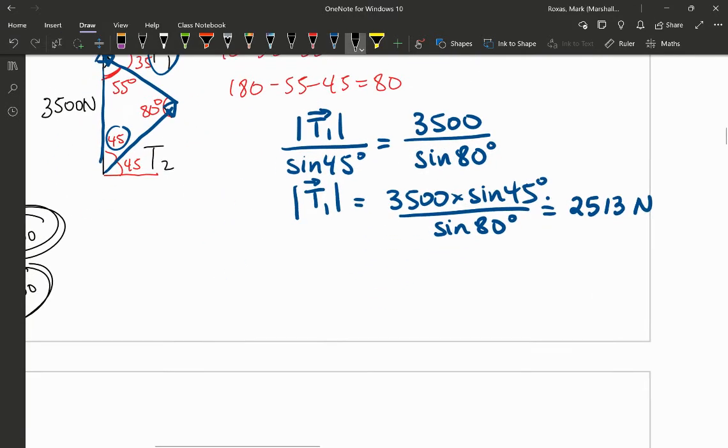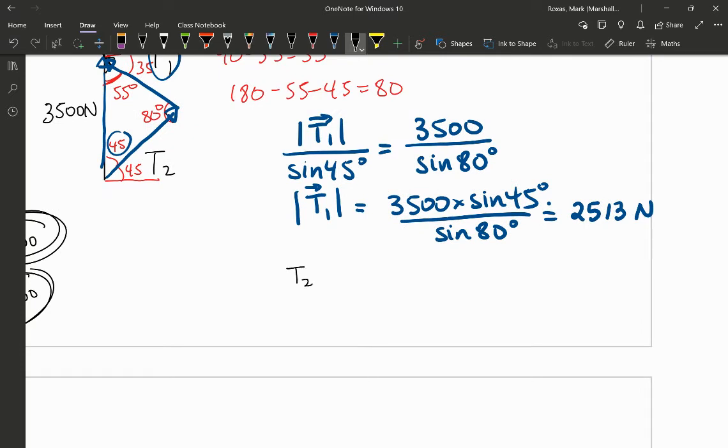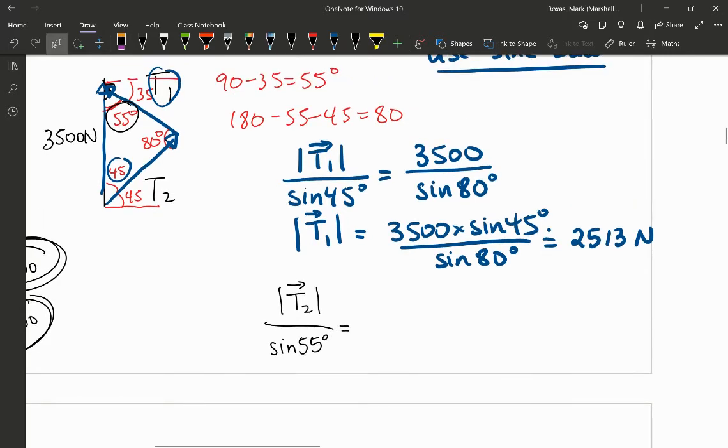Similarly, we can apply the sine law for T2. Let's say T2, that vector's magnitude, divided by its opposite angle, sine of 55, is going to equal, well, don't use 2,513. Use the one that we know for sure, because if you made a mistake with 2,513, you're going to be making a mistake with T2. So we use 3,500 over sine of 80 degrees.